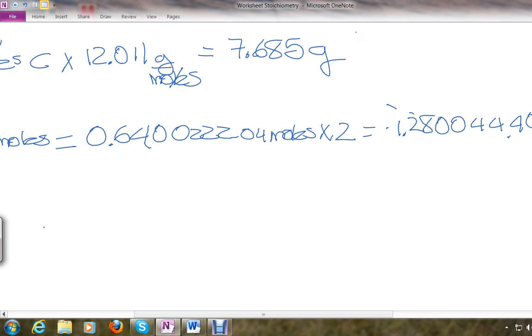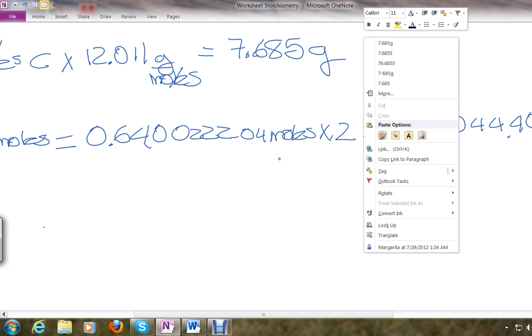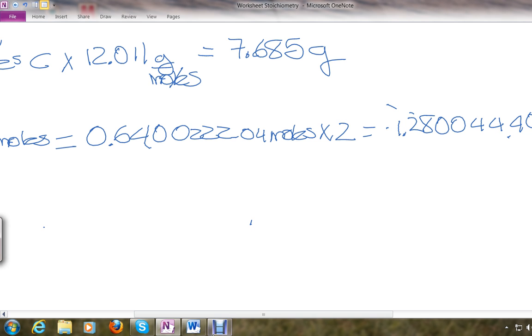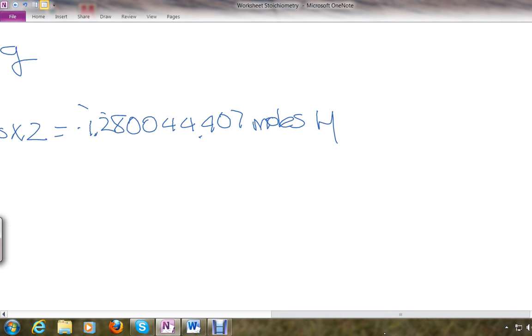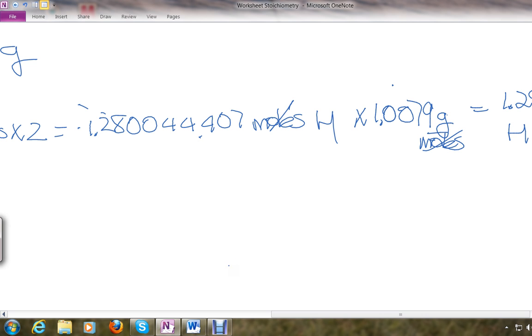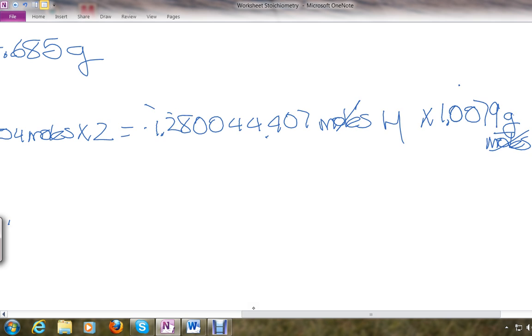And this gives you, right? You multiply this by 1.0079 grams per mole, and it gives you 1.29 grams of hydrogen. So now we got these two values, right? So what do we do next?